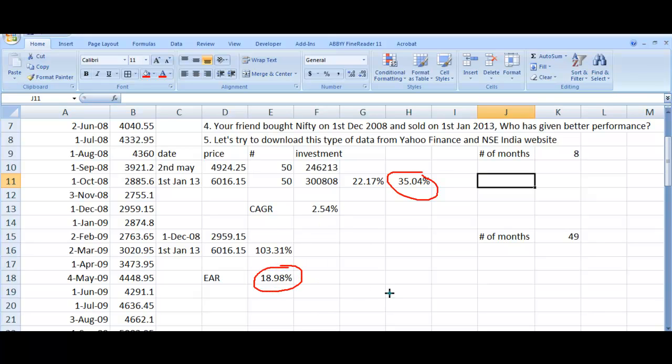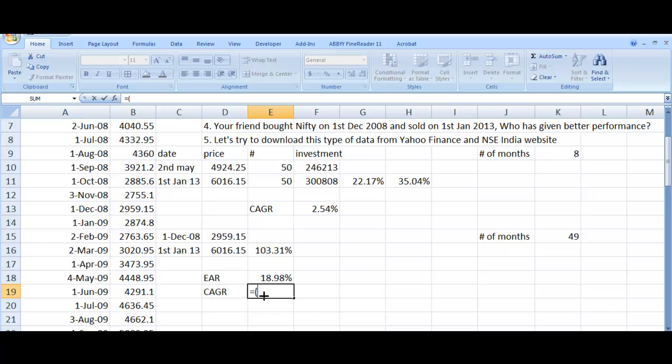Okay. Another way is to compute it on a CAGR basis. Let's see, on a CAGR basis, how do you compute? CAGR is equal to 1 plus the return that you have got, to the power 1 over the number of months you have. We know that the number of months is 49, minus 1. So on a CAGR basis, if I convert, it is 1.46%. So he has given 1.46% return monthly, you have given 2.54% return monthly, much more than your friend. So you have given a better performance. This is how this is computed.